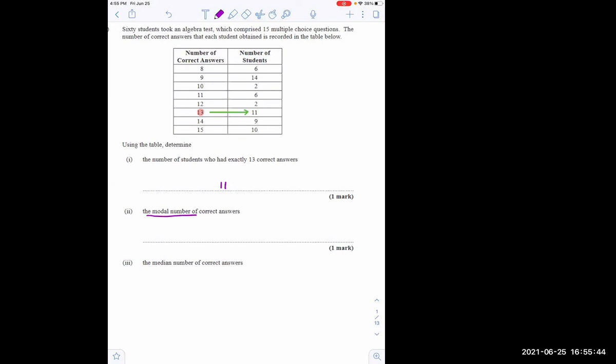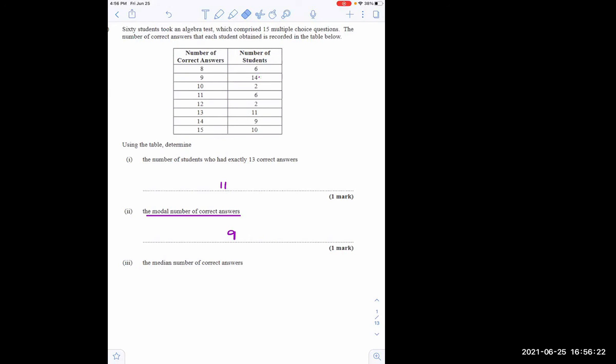The modal number of correct answers. This is where we choose our mode from. We look at this column to see which number is the highest. Which number is the highest? 14. And which number does it correspond to? 9. So 9 is the mode. Do you all see how to find the mode? Right. So we go in again.